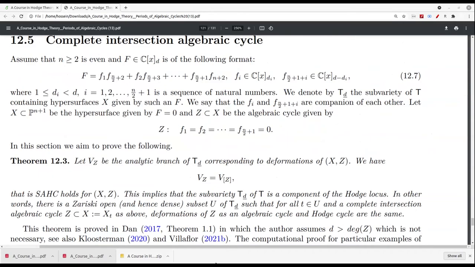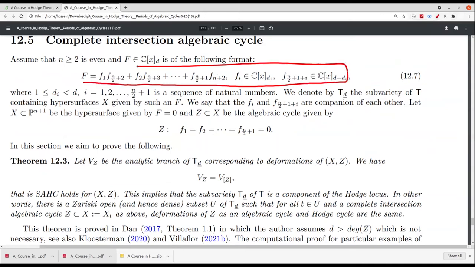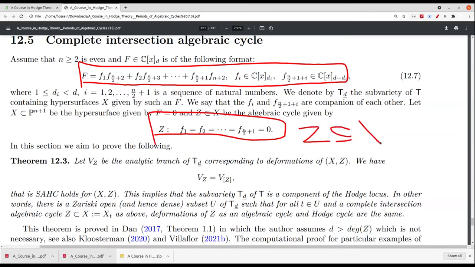In the next remaining minutes, I will introduce two classes of components for the Hodge locus. So the first one is very simple. We consider hypersurfaces given by these kinds of F's. And this has a lot of complete intersection algebraic cycles. For example, this is an algebraic cycle inside this X. So X is given by F equal to zero, the projectivization of this inside P^{n+1}.